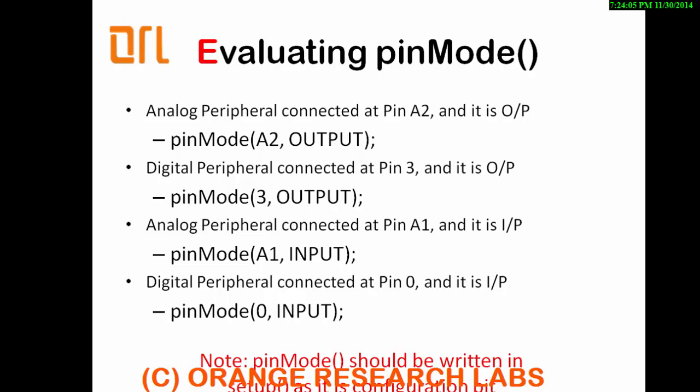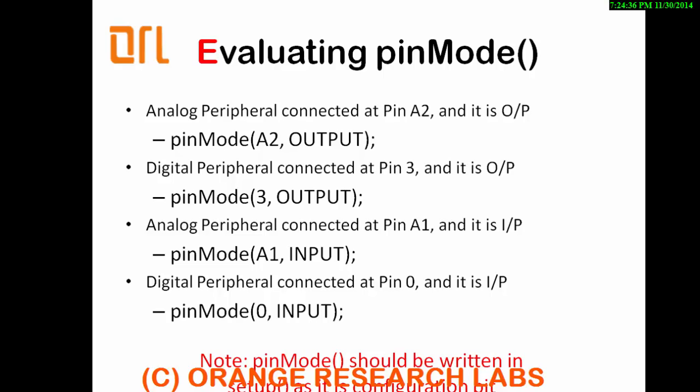Here, an analog peripheral is connected at pin number A2. An analog peripheral should be connected at an analog line and a digital peripheral at a digital line. Since it is an analog peripheral, I have connected it to pin A2, and it is an output peripheral. Then what do I need to pass here? pinMode of A2. To which pin is it connected? A2. And what is the status? It is very clear, it is output. So you need to write OUTPUT.